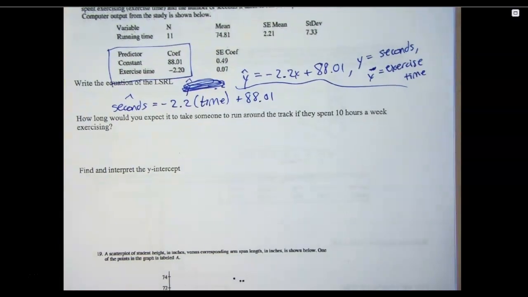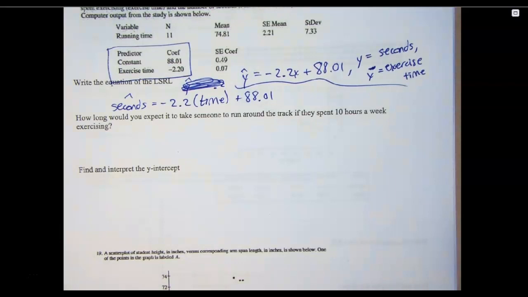So one of those two ways to write the equation. I'm a little worried. How many of you are remembering to put the hat on there? That's cool.